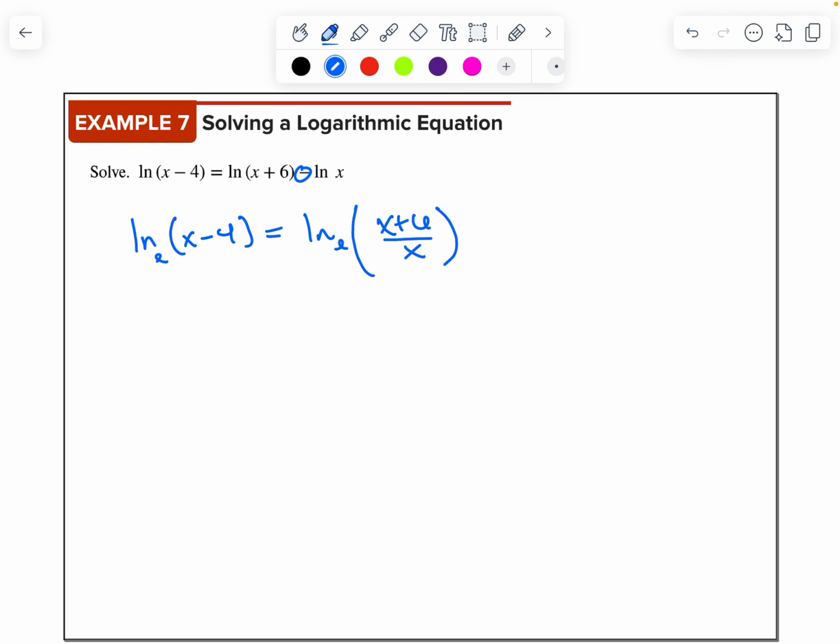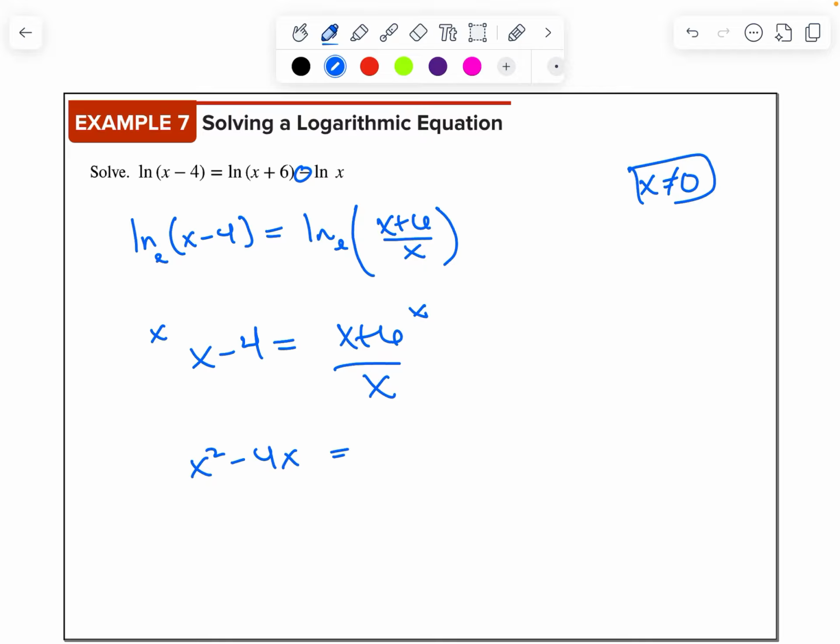I'm going to make a note over here that x can't equal 0, right? Because if x is 0, I have a problem. All right, I'm going to multiply both sides by x. So then I have x squared minus 4x equals x plus 6, right? On the right side, those x's divide away. I'm going to get everything to one side. This looks like a quadratic, so I'm going to follow the same 3 steps I followed a minute ago. x squared minus 5x minus 6 equals 0. So get it equal to 0, factor it, and set each factor equal to 0.